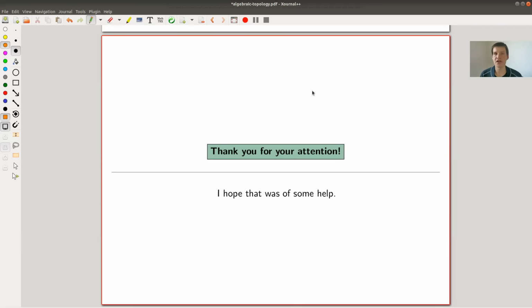The main source for algebraic topology, if you want to learn more, is Hatcher's freely available book, linked in the description. And I really would like to have you look at it. It's really, really good, at least in my opinion.